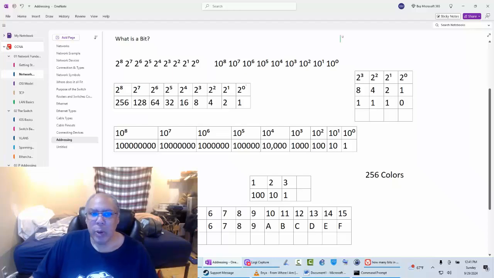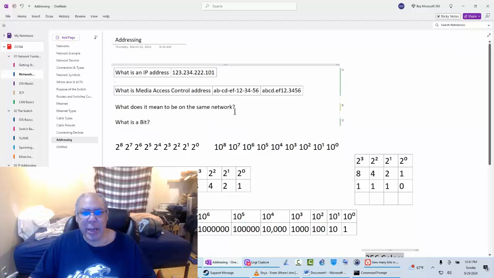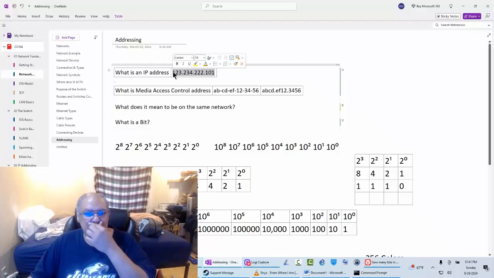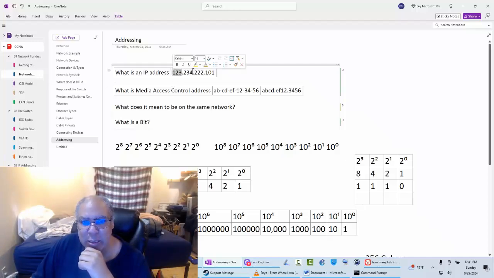Now we learned what our 256 colors meant. What these bit values are, are possibilities. That means in an IP address like this, we have 4 numbers. Each number, my friend, has 8-bit possibilities. That means we have a maximum number we can get to, and I'm curious what that is.